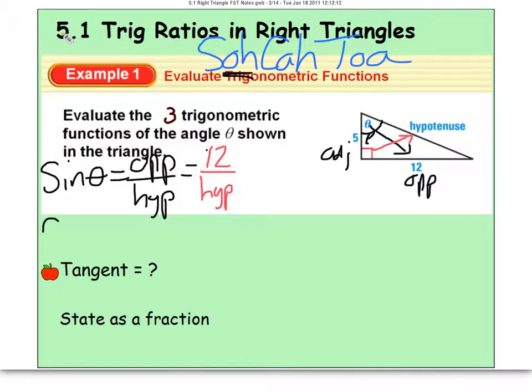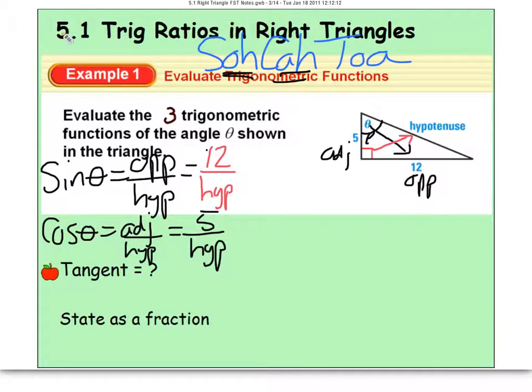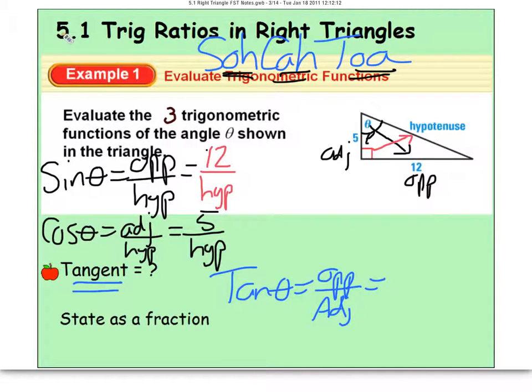Now, for the cosine of the angle, that's the CA, which is adjacent over hypotenuse. So the adjacent side is 5 over the hypotenuse, which we'll find in a bit. Now the tangent is the tan of the angle. Tangent stands for the TOA, or OA, is the opposite over adjacent. So the tan of the angle is going to be 12 over 5.